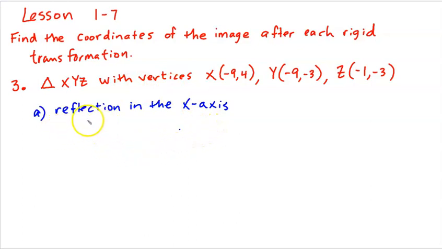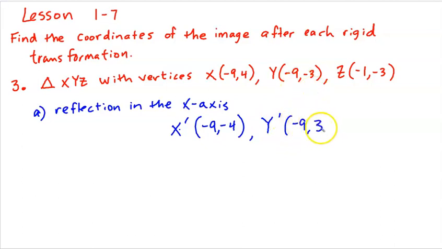Letter A wants us to give the coordinates of the image after a reflection in the x-axis. Remember in our notes, a reflection in the x-axis is really just going to change these y coordinates to their opposite sign, opposite number. And so the reflection would be X prime is -9, -4. Y prime would be -9, +3. And Z prime would be -1, +3.